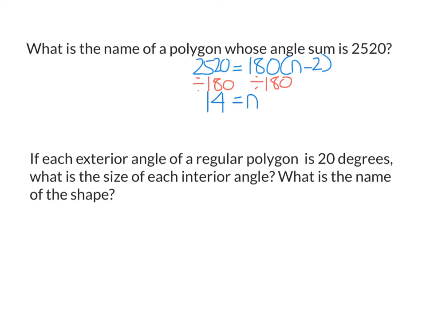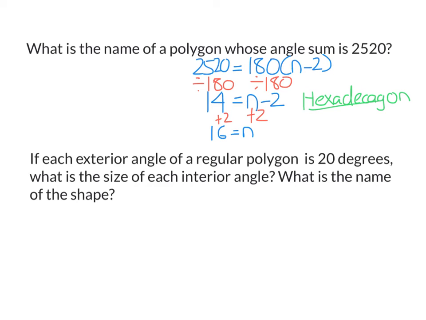So I get 14 is n minus 2. I simply add 2 to each side. And I get 16 is equal to n. What have I found? I've found that a polygon with angle sum 2520 has 16 sides. It turns out a polygon with 16 sides is called a hexadecagon. To know that, you can simply use Google and look it up. So it would be a hexadecagon.